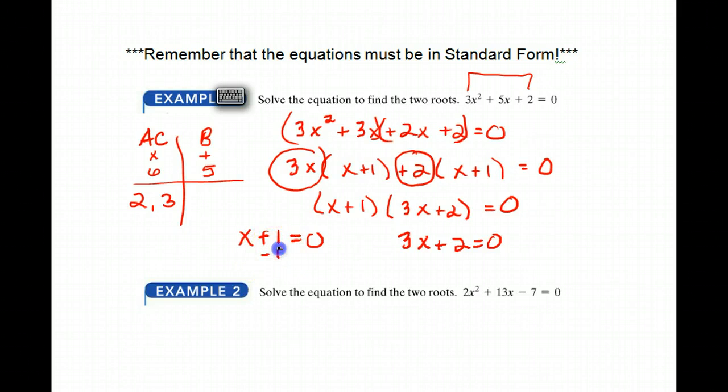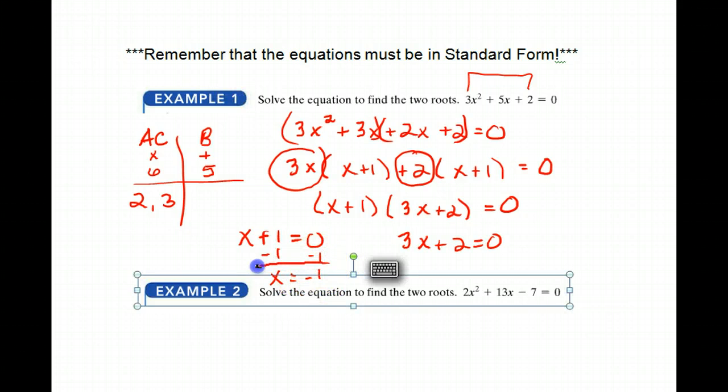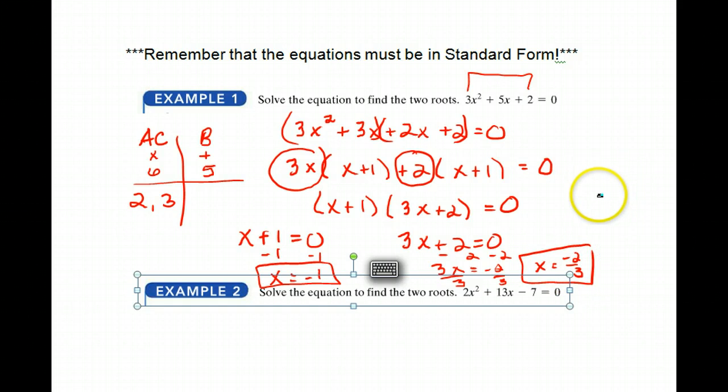So we're going to start by subtracting 1 from both sides here, and we'll see that this x is equal to -1. And for my second equation, we're going to subtract 2, and we have 3x equals -2, and then we divide by 3. So that x equals -2/3. So we just want to lastly write our answers as a solution set that says that x equals -1 or -2/3. And there is our final answer.